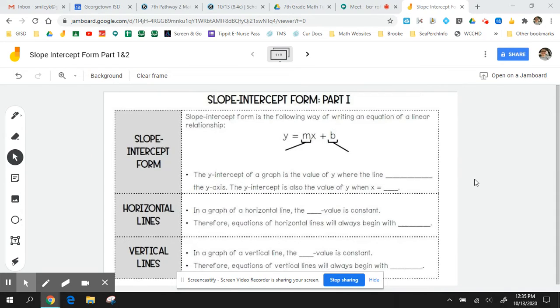Hi everyone. Today we're going to do slope-intercept form. We're going to be looking at part 1 and part 2. We might not do everything out of both. We'll see how it goes.